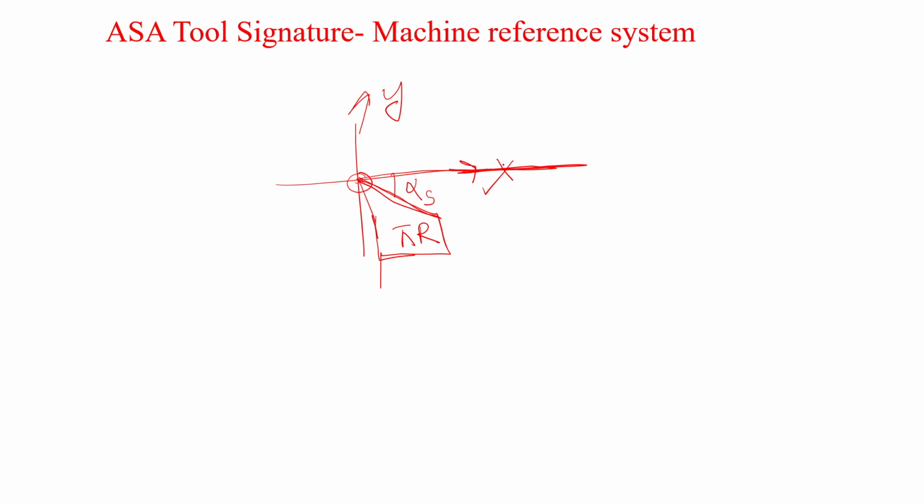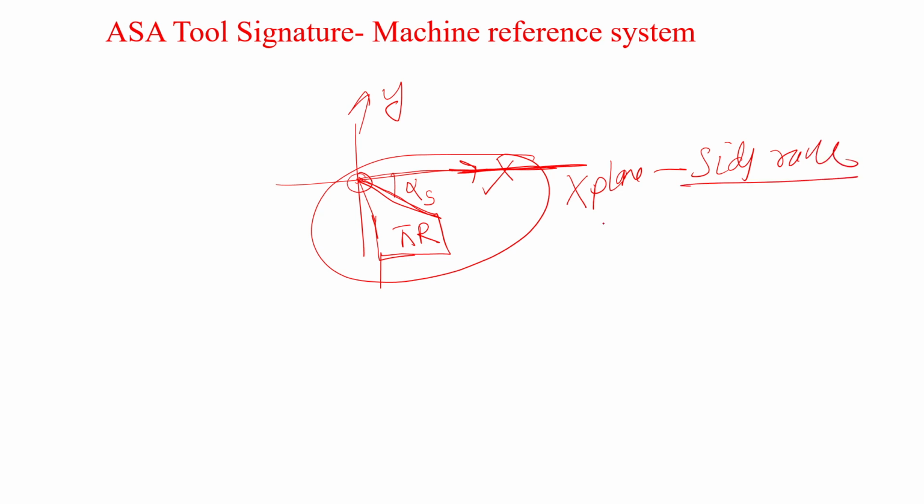Okay. So when you are measuring around the x-axis, on the x plane, then we have the side rake angle. But similarly, if you are measuring on the y plane, then it is called the back rake angle. Rake angle is the same: the angle between the reference plane and the rake surface. But on which plane you are measuring, on which side you are looking, depends upon which rake angle you are seeing.